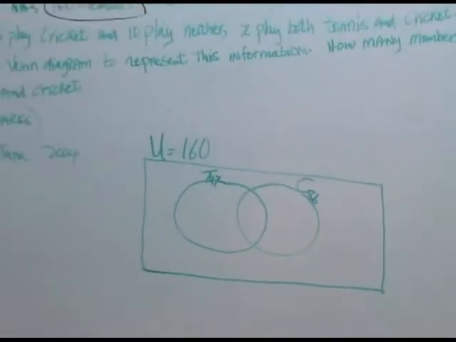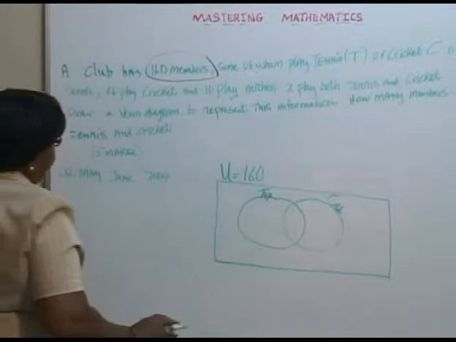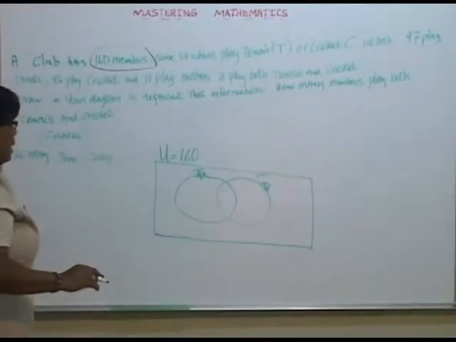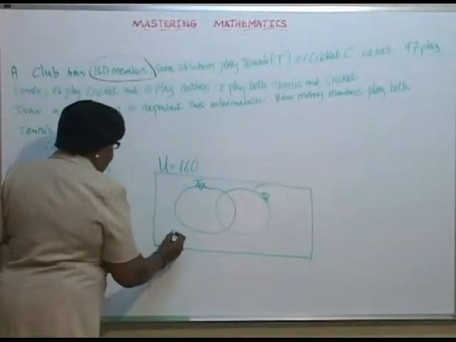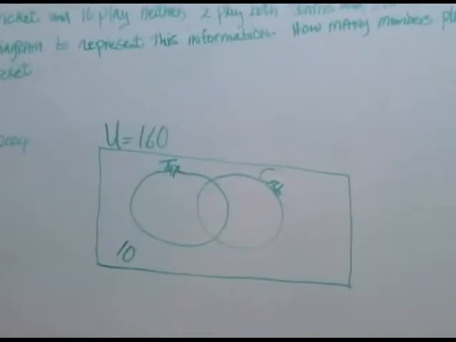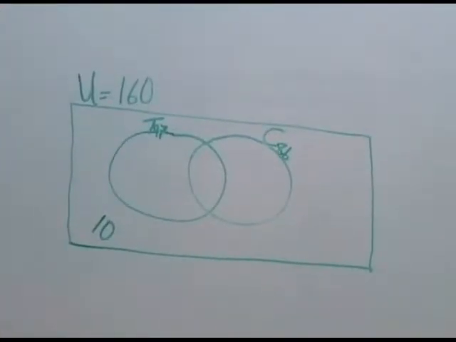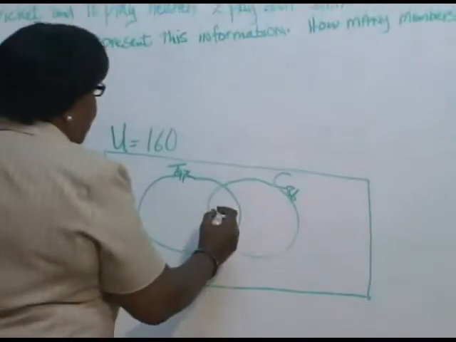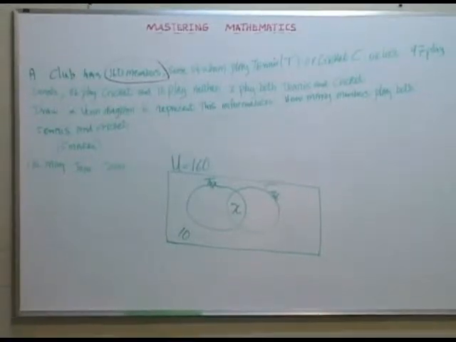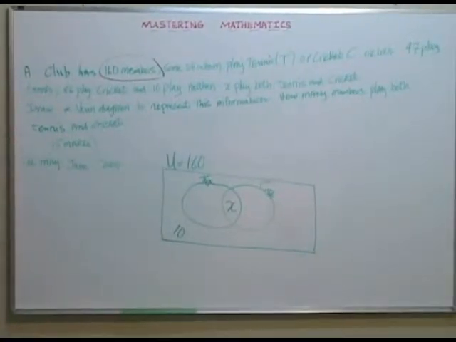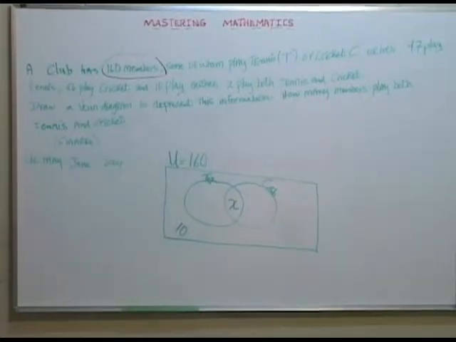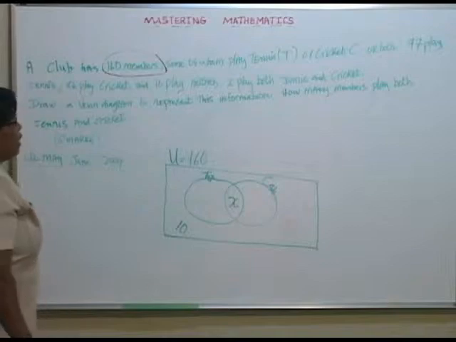And then we have 10 play neither. So outside of the circles T and C, we would have 10 members who are also part of our universal set, okay? And they tell us that X play both tennis and cricket. So we know in our intersection, we would have X members. It says, draw a Venn diagram to represent this information. Now, we have put out the information they have given us.